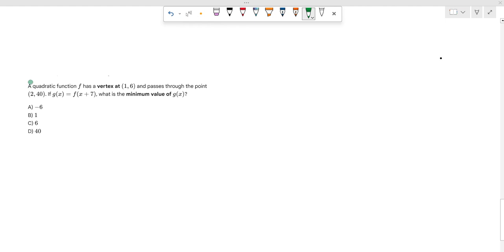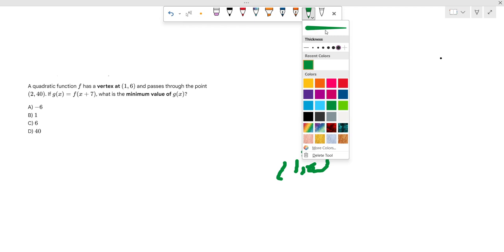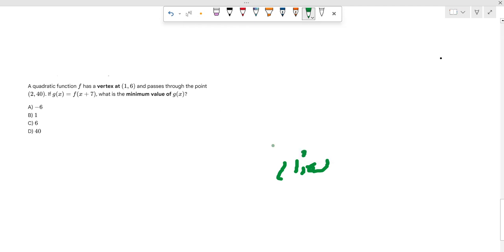Okay, a quadratic function f has a vertex at (1, 6). Okay, let's assume this (1, 6). And it passes through a point (2, 40). Okay, fine, (2, 40). And if g(x) is f(x) plus 7, what is the minimum value of g(x)?